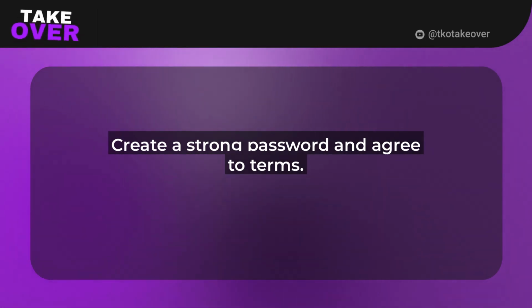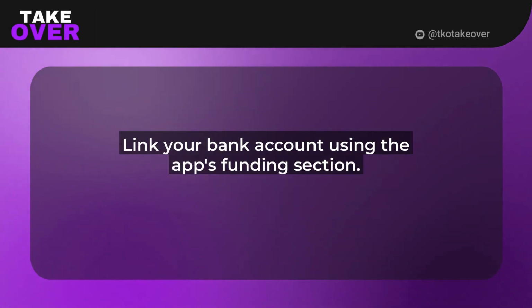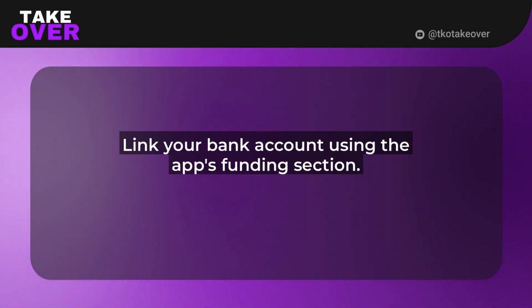Now, link your bank account. This is crucial for funding your investments. Go to the funding section in the app, select your bank, and follow the prompts to connect it securely. Robinhood uses Plaid for this, which is a trusted service. Once linked, you can deposit money into your account. Start small if you're a beginner.